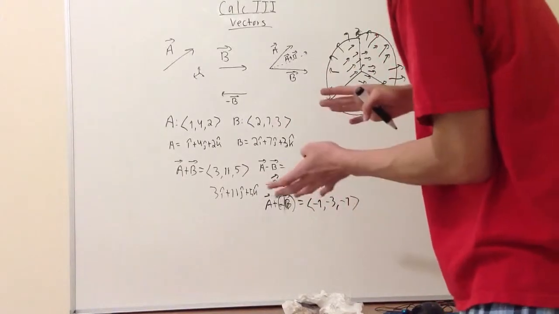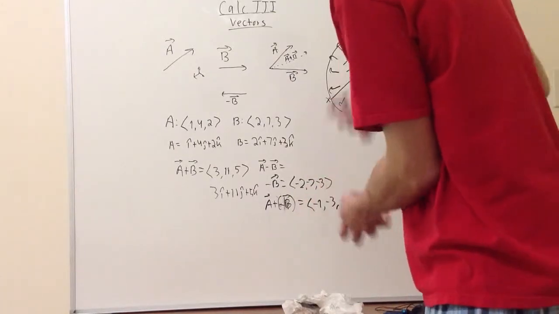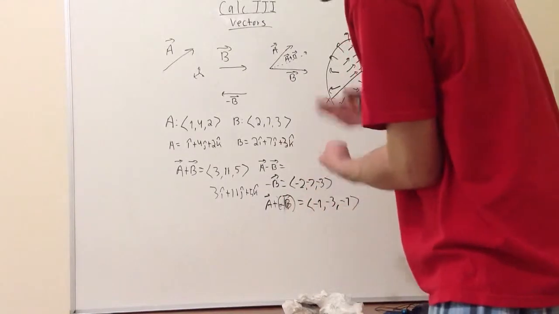So that's pretty much an intro to vectors. Next video, I'm going to be talking about multiplication of vectors, which is really the dot and the cross product, and so that's a good stopping point for now.